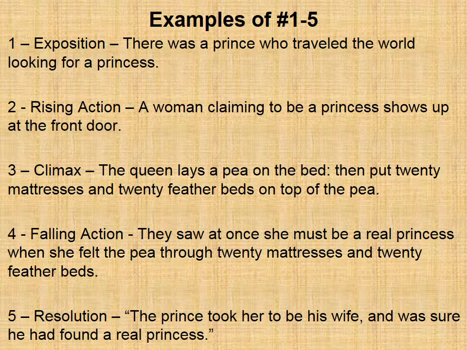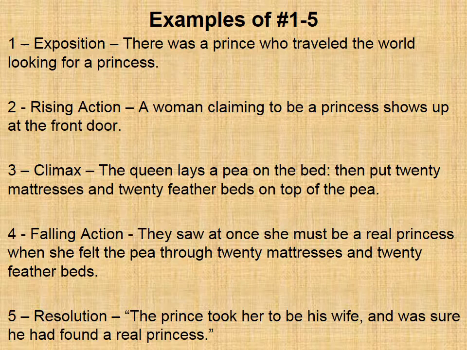There was a prince who traveled the world looking for a princess. Here we have our exposition. It tells us who the main character was, the prince, what he was doing, he was traveling the world, and what his problem was. He was looking for a princess. A woman, claiming to be a princess, shows up at the front door. This would be the rising action.